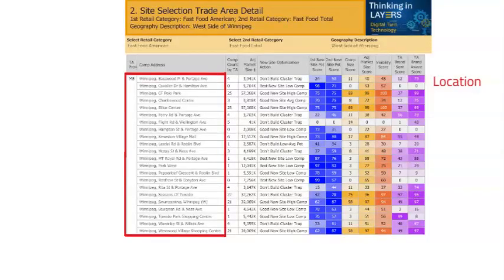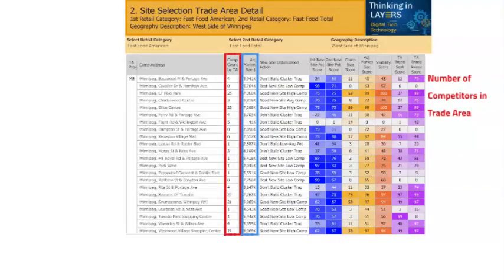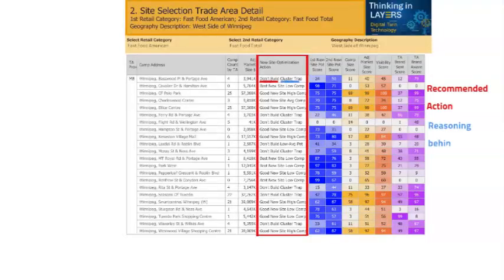The first two columns give the location, while the third and fourth columns provide the input supply and demand data. Competitor counts for the supply side and the adjusted market size for the demand side, which is consumer spend after accounting for consumers living inside the trade area but purchasing outside. The next column provides the recommended action for the trade area. The first part of the column is the recommendation, while the second part is the rationale behind it.